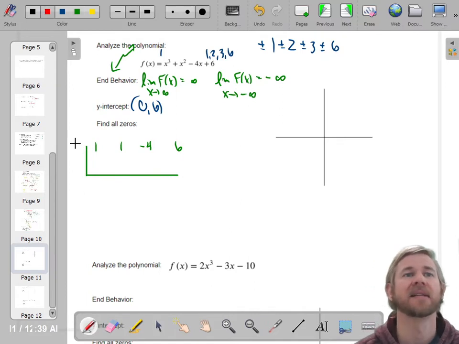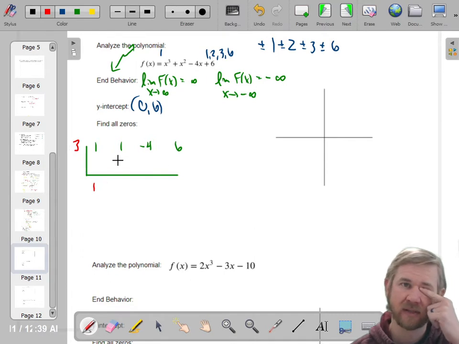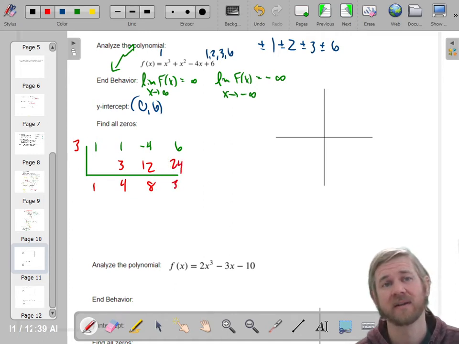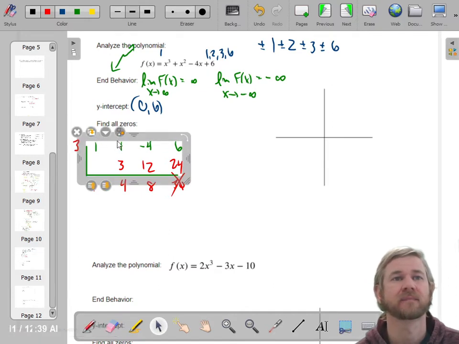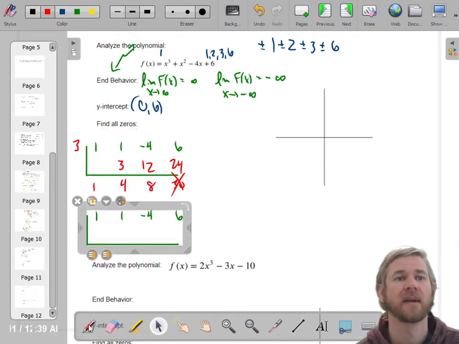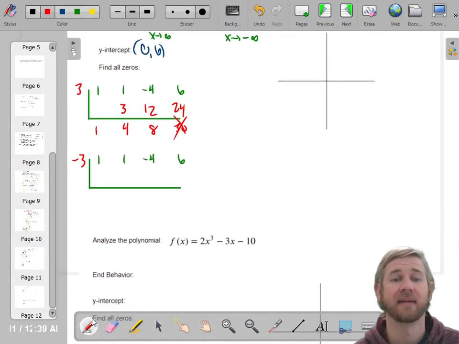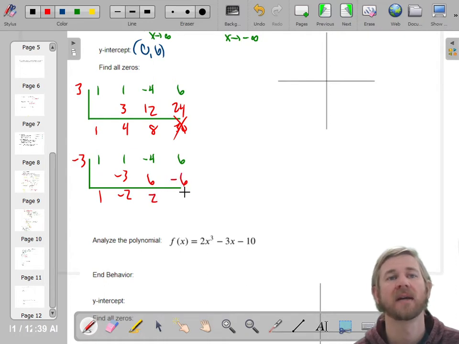Let's try positive 3. I'm feeling lucky. Bring down the 1. 3 times 1 is 3. Add. 3 times 4 is 12. Add. 3 times 8 is 24. That's 30. Nope. Bummer. All right, let's try something else. How about negative 3? And you could be here all day. You might just not have good luck and have to try a bunch of them. So 1, negative 3 times 1 is negative 3. Add, negative 2. Multiply, 6. Add, 2. Multiply. Hey, got one.